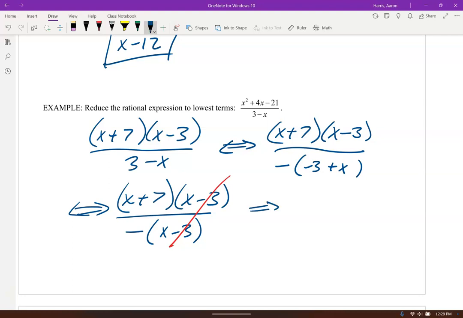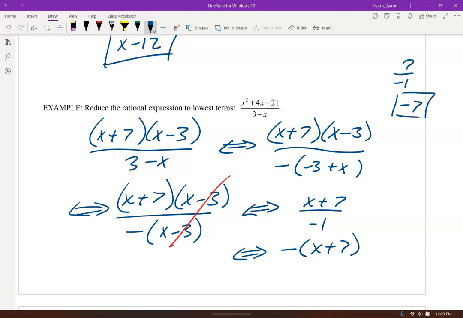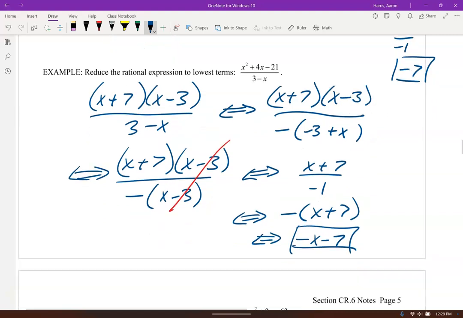So now I have x plus 7 all over a negative 1, and I'm just going to take that negative up top. It's kind of like 7 over negative 1 is just negative 7. You take it up, right? So it's negative x, distribute that, minus 7. And we're all done with that one.